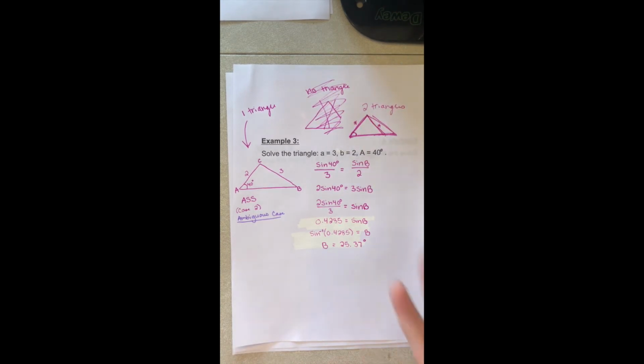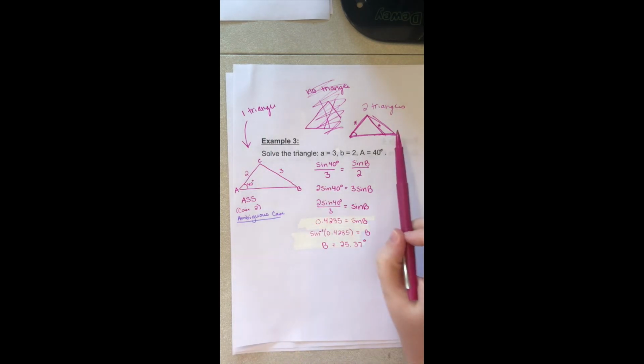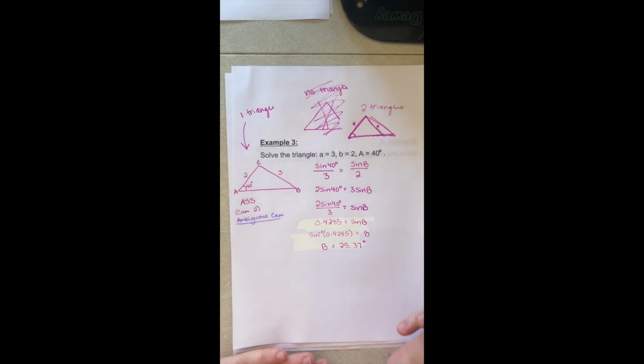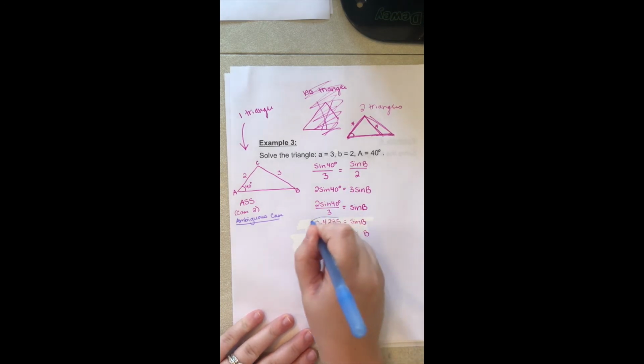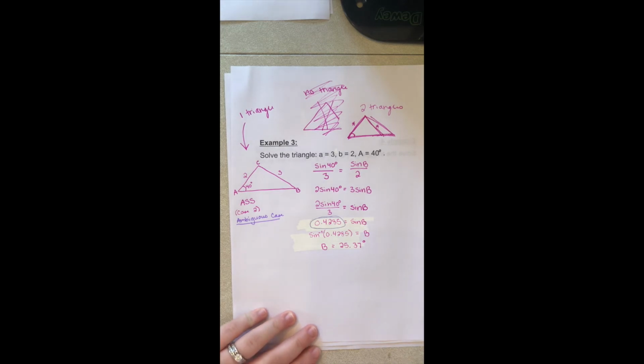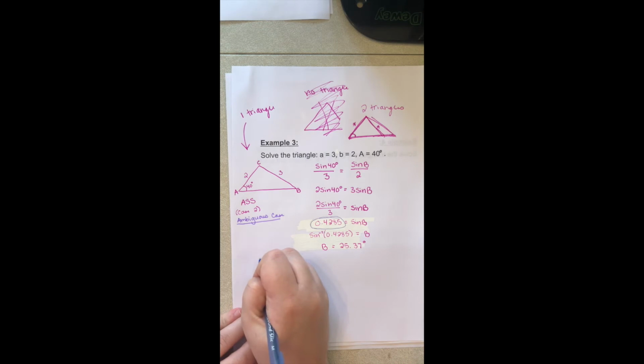Now the question is, could I be creating one triangle with the values given, or are there actually two different triangles that could be created? So this is what we need to figure out now. The way we are going to figure this out is we are going to look at how many angles actually have a value of that when you take the sine. So I want to know how many angles produce a sine value of 0.4285. The way we do that is we are going to go over to our unit circle.